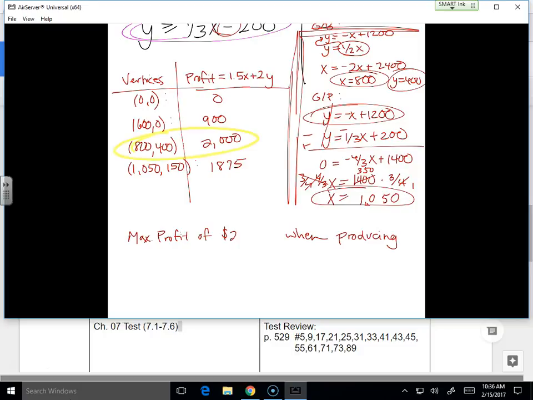We're going to say maximum profit of $2,000 when producing 800 boxes of creams, chocolate covered creams that is, and 400 boxes of chocolate covered nuts that is.